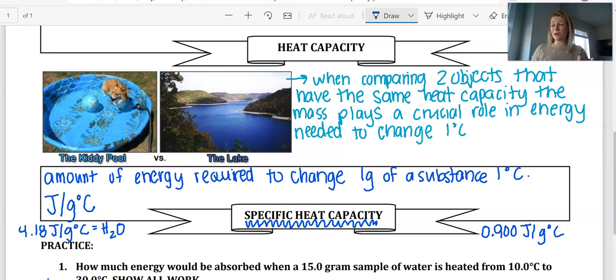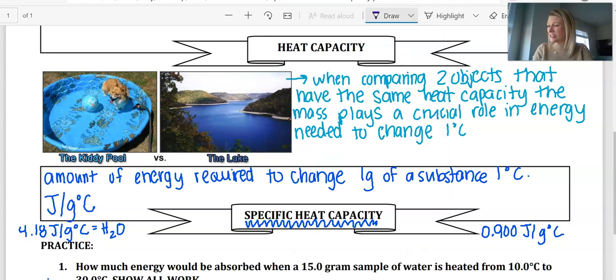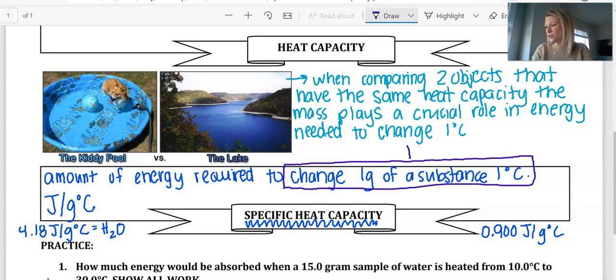So they are required to absorb very different amounts of energy in order to undergo the same change. Aluminum only needs 0.9 joules of energy, where water requires 4.18. So it takes water a lot longer to heat than it does aluminum foil or aluminum. Okay, now specific heat capacity, when we're talking about this, we're always talking about a temperature change. We're talking about it literally undergoing a change in temperature. This is based on temperature change.